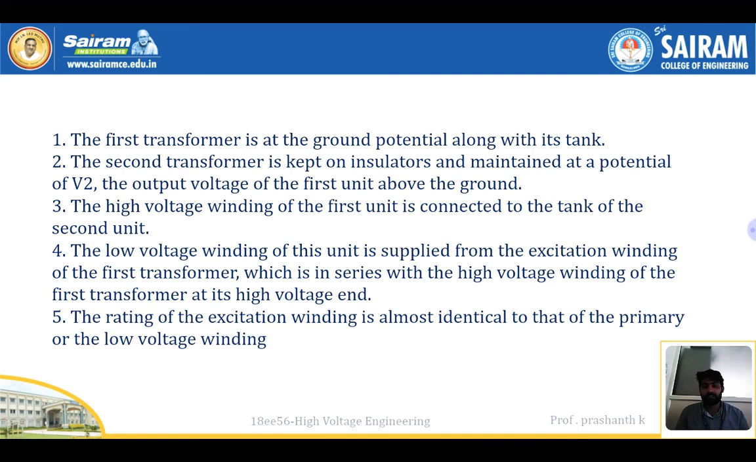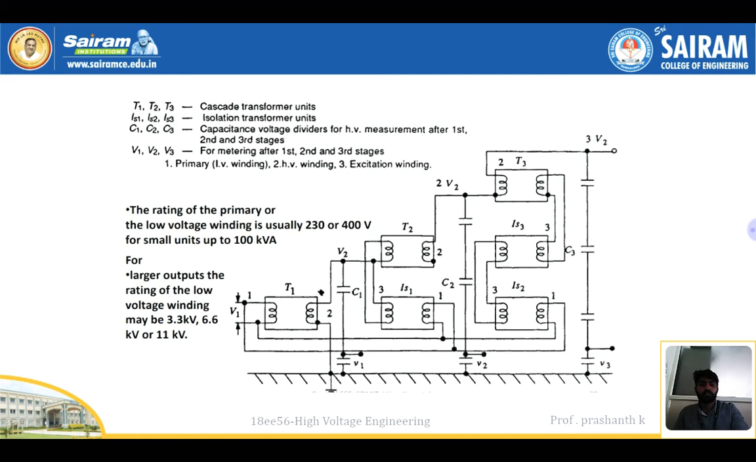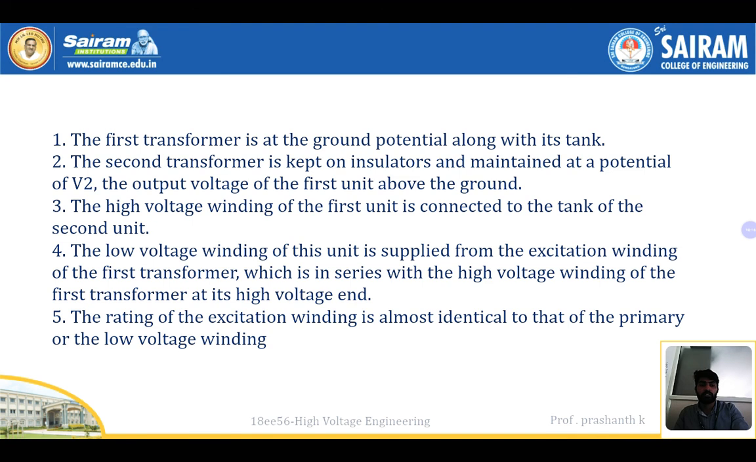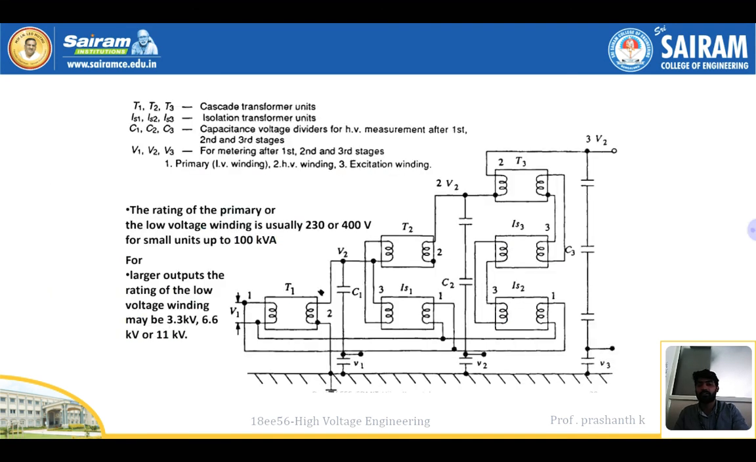The low voltage winding of the second unit is supplied from the excitation winding of the first transformer, which is in series with the high voltage winding of the first transformer at its high voltage end. The rating of the excitation winding is almost identical to the primary or low voltage winding. So the connection diagram is this one. In the next class we'll discuss the other one.